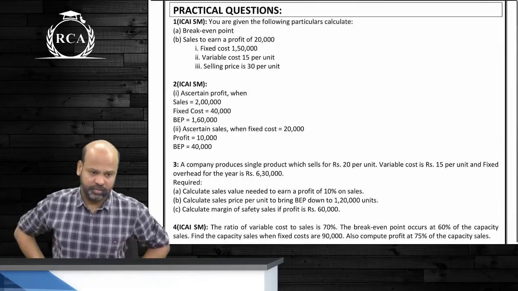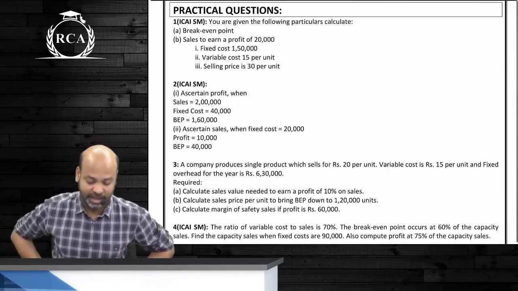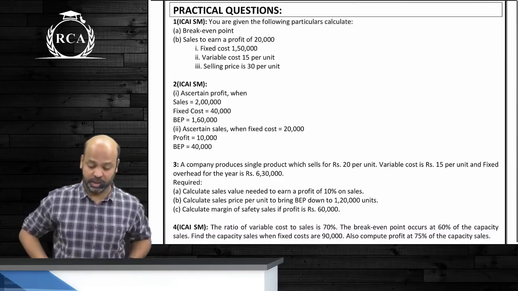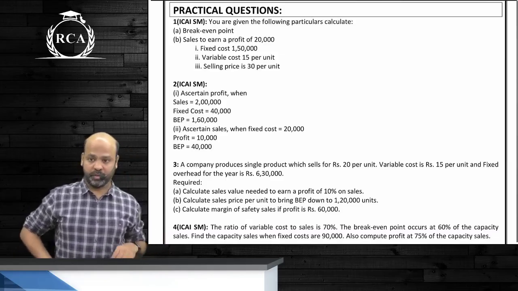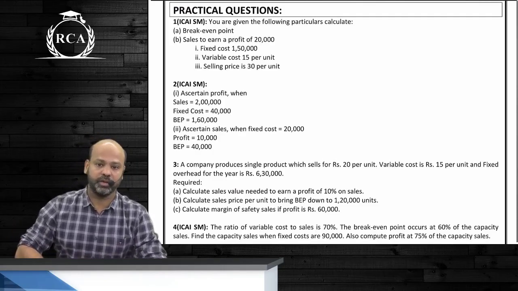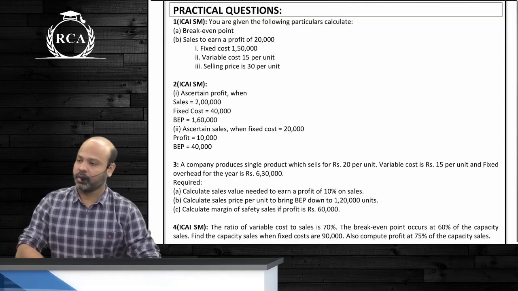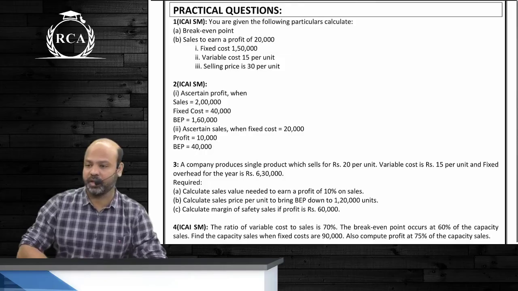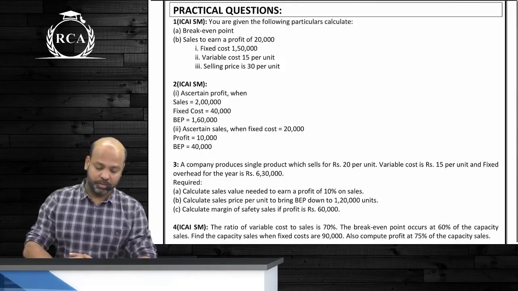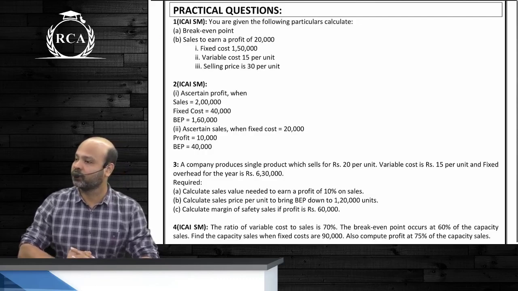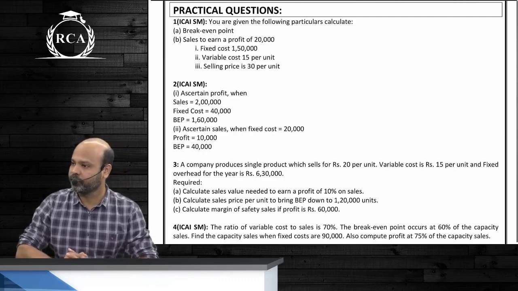You are given the following particulars. Calculate break even point and sales required to earn a profit of 20,000 using the given details. Selling price per unit is given as 30 rupees, variable cost per unit 15 rupees. Contribution per unit will become 15 rupees. Fixed cost is given as 1,50,000. We just have to compute break even sales and sales for a desired profit of 20,000 rupees. Simple. Do it.